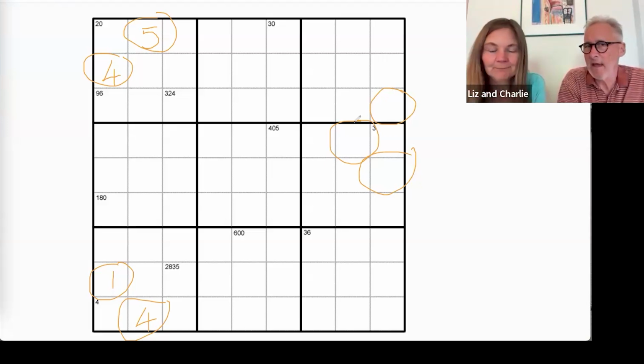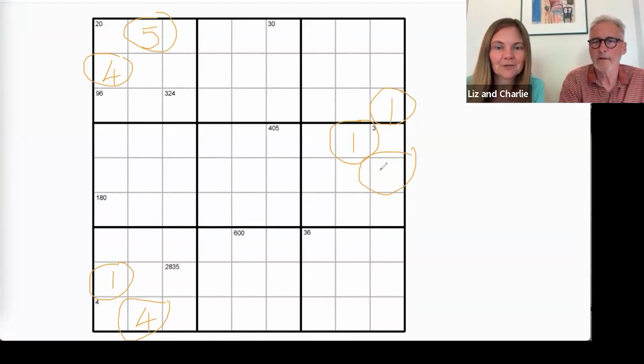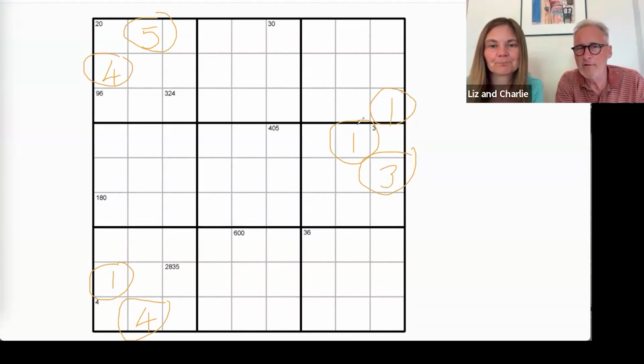So a lot of people are saying ones can't be in the same column. And they also can't be in the same square. So what shall we do here then? I think there's going to be a 1 to the left. Let's do 1 here, and then we need a 1 up here. And then a 3 here. I'm curious because it's not obvious to me where to go next.